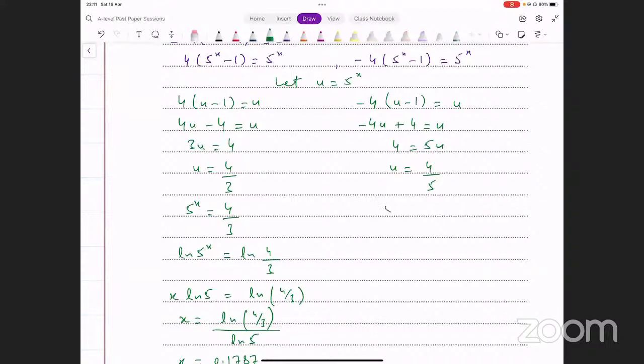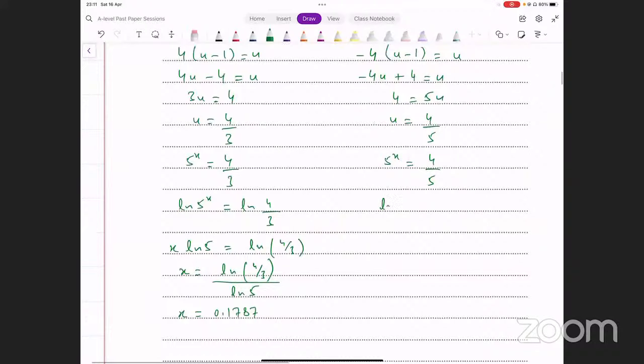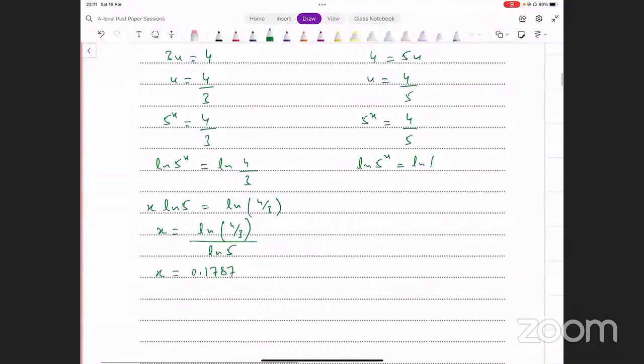We get 5 raised to power x equals 4 over 5. Take log on both sides. ln of 5 raised to power x equals ln of 4 over 5. Again, x comes here. x into ln 5 equals ln of 4 over 5. And finally, we get x equals ln of 4 over 5 divided by ln of 5. And that's going to give us another value of x. Let's see what that turns out to be.